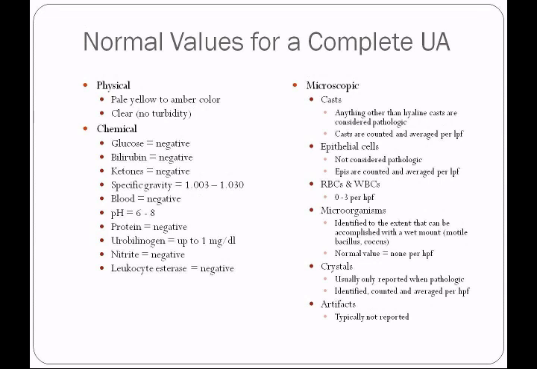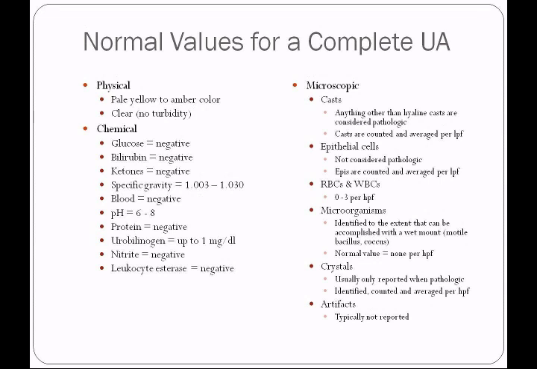Microscopically, we shouldn't find any casts in the urine at the low power field other than hyaline casts. All other casts are considered pathologic. Epithelial cells are quite common, especially in women. They are not considered pathologic, and epithelial cells typically are counted and averaged per low power field. In other words, the technician would take a look at 10 different fields, count up how many epithelial cells he or she saw, divide by 10, and that would be the average per low power field.